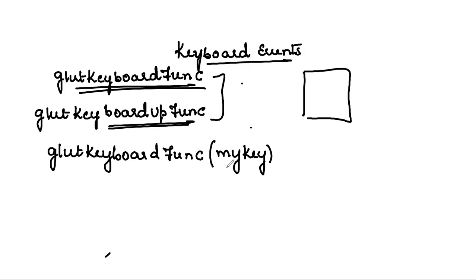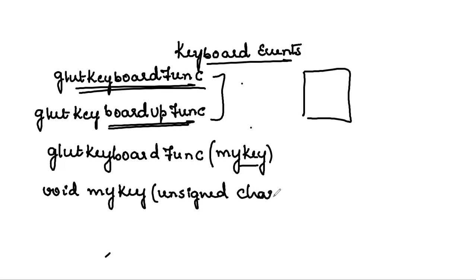Now, what should be written in this MyKey? This takes in 3 arguments. One is the character which you are going to press. Second one is the key. The third one is the position. So it will take void myKey, and inside this I'll write unsigned char key and the position, that is int x and int y. So this is our MyKey function.